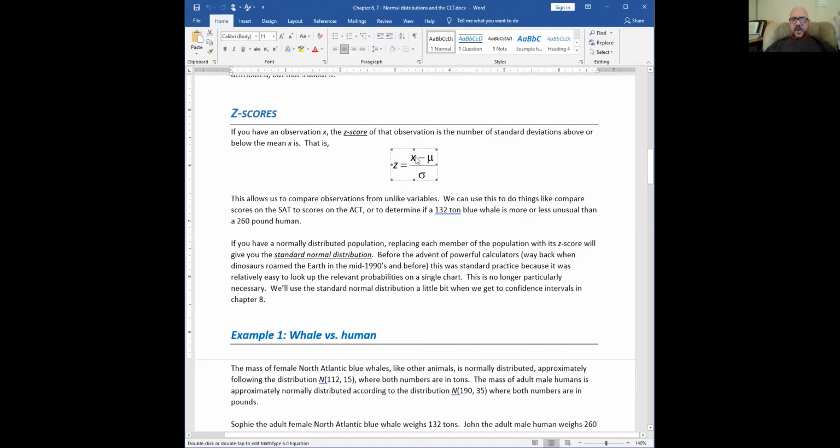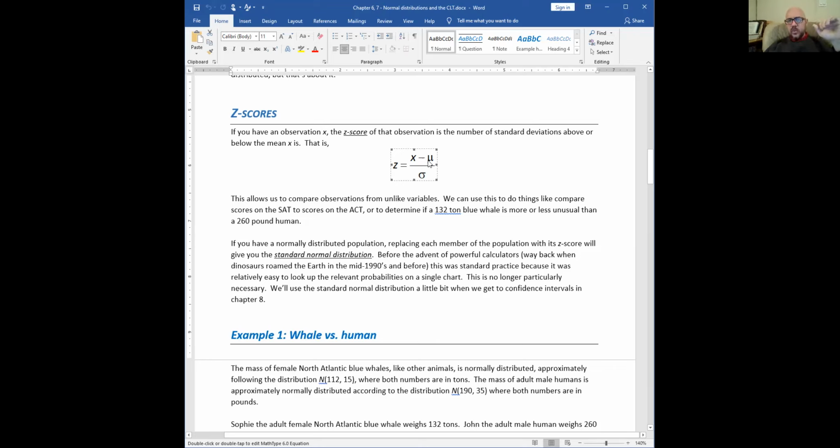So here, X is my observation. Mu and sigma are the mean and standard deviation of whatever distribution I'm looking at. And then Z is how many standard deviations away from the mean it is. I'll briefly explain how this formula captures that, but you're probably going to have to think about it unless you're really conversant with math formulas. So here's the idea.